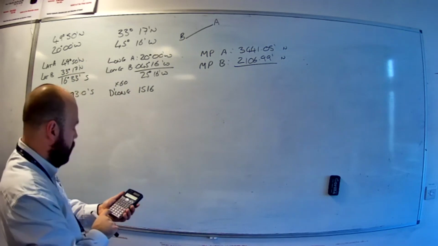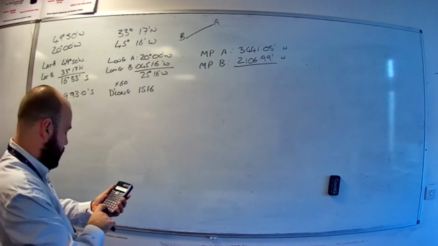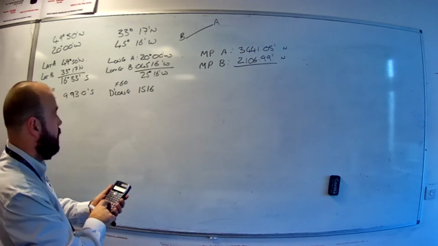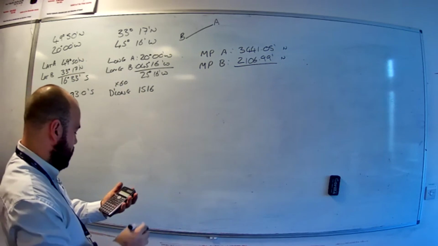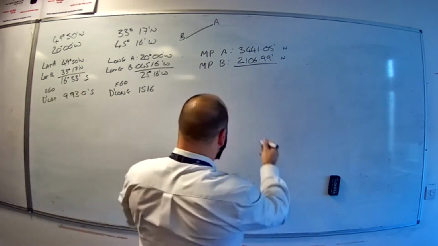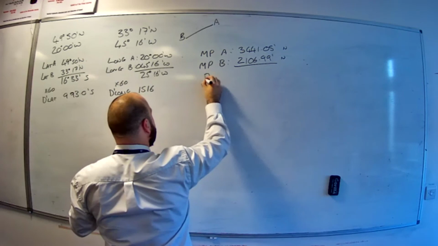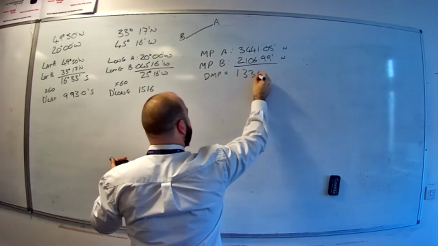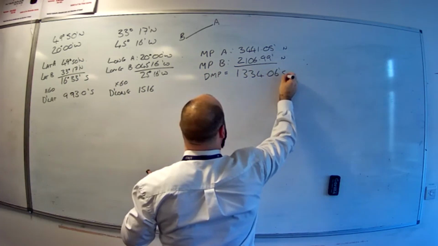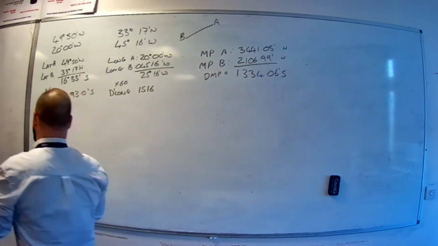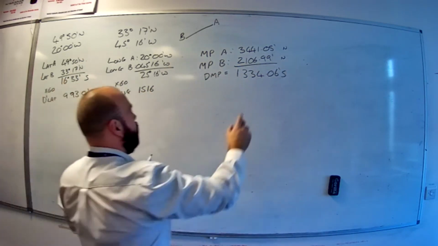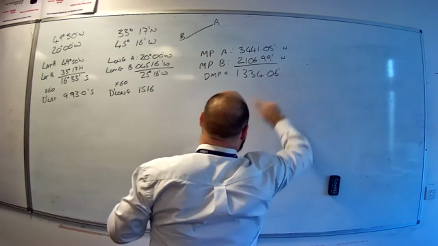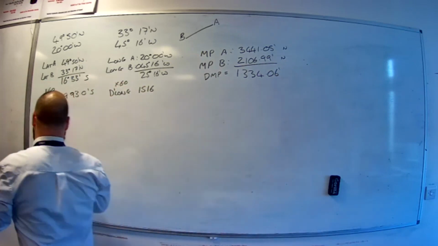So we'll do 3441.05 minus 2106.99. Gives us 1334.06. So the DMP is 1334.06 minutes, and we were heading south. Don't need to name that at all. I wouldn't bother, to be honest. Force of habit. But that was your DMP.